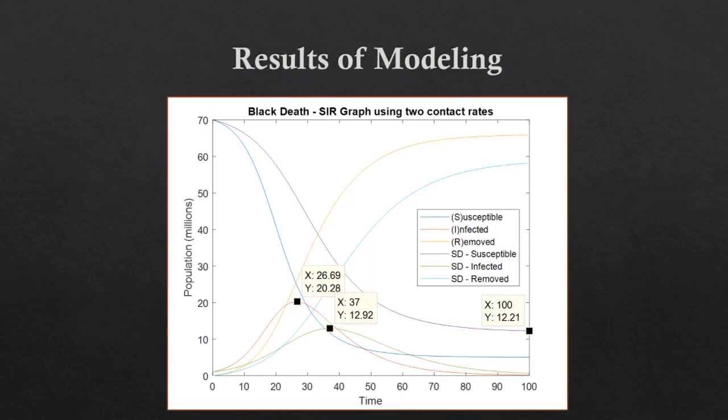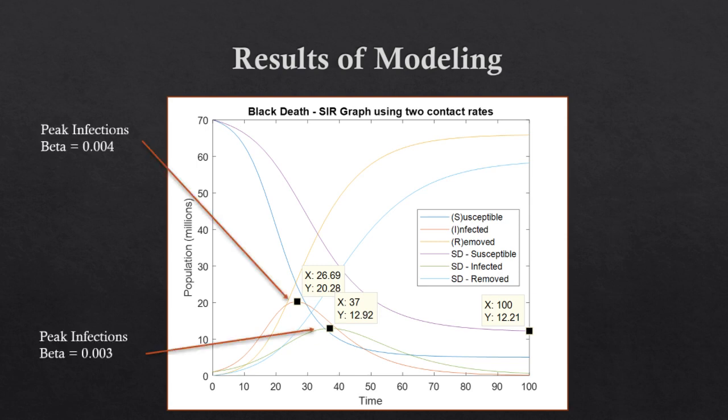This graph shows the results of the ODE45 function. As you can see from the start, the susceptible values match our initial population while the I and the R values are at 1 and 0 respectively. The peak values shown here show the point at which the maximum infections occurred in the two different cases that were run.